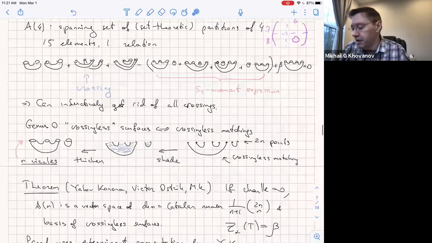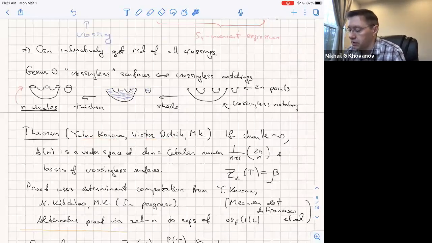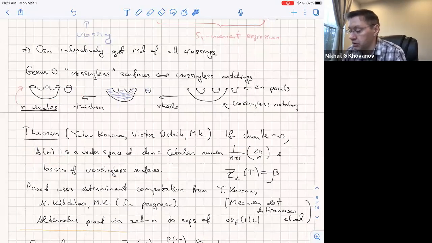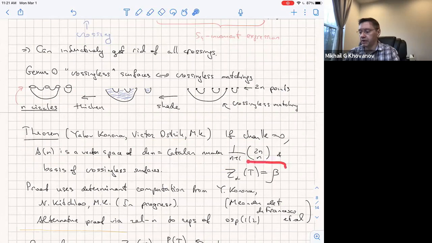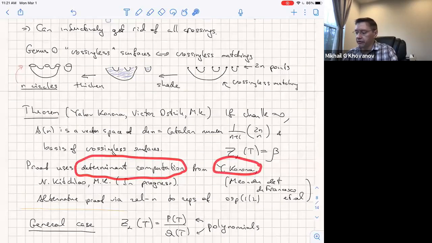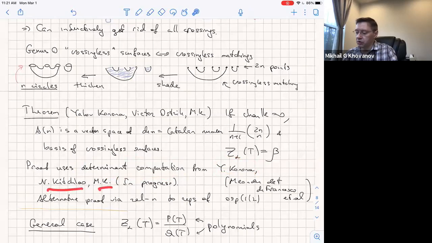And there's a theorem from a recent paper by Mikhail Khovanov, Victor Ostrik, and myself. In characteristic 0, the state space AN is a vector space with a basis of crossingless surfaces. Such surfaces give us a basis, and the dimension of the space is the nth Catalan number. This is for a very special generating function that is a constant, so no higher terms. The proof is based on computing the determinant of this Gram matrix, due to Mikhail from a paper in progress. It's a slight modification of the meander determinant due to Di Francesca and his collaborators.